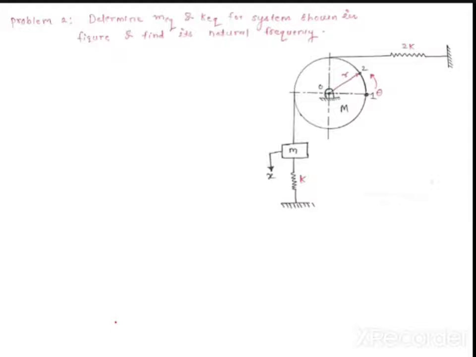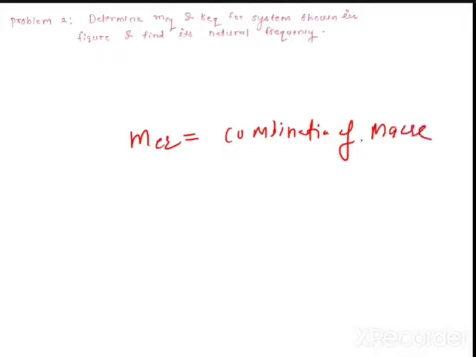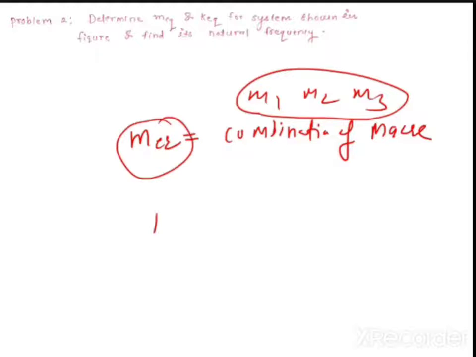चलो आता next problem. Determine the M equivalent and K equivalent for the system shown in the figure. Now what is M equivalent? First of all, M equivalent is nothing but a combination of masses. So let us say there are masses M1, M2, M3. Combining all this, you will get an M equivalent. What is K equivalent? K equivalent is nothing but a combination of springs, that is K1, K2, K3. Whether the springs are in series or parallel, you will get a K equivalent.